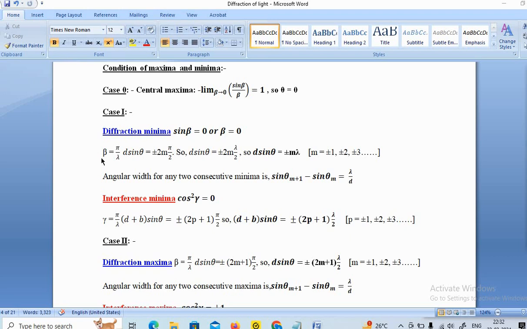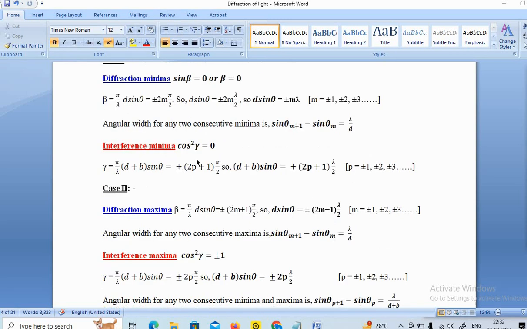If you simplify this, putting beta as pi d sin theta divided by lambda and the other side as 2m pi by 2, you can rearrange and come to the expression d sin theta equal to m lambda. So we can get the angular width between two consecutive minima, m1 and m2, and you can get what the sine values are.